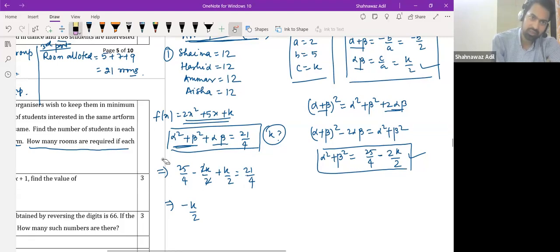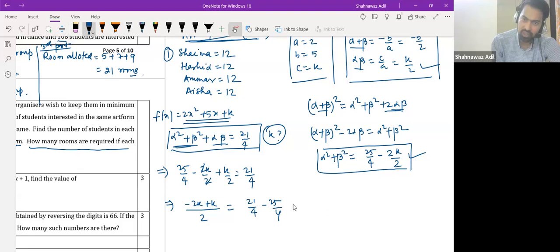Or we should solve this in a proper manner, right? So this is minus 2k plus k, and this is 21 by 4 minus 25 by 4. So this is minus k by 2 equal to minus 4 by 4, right? So this part gets cancelled, this also gets cancelled, and this also gets cancelled. So k would be 2.